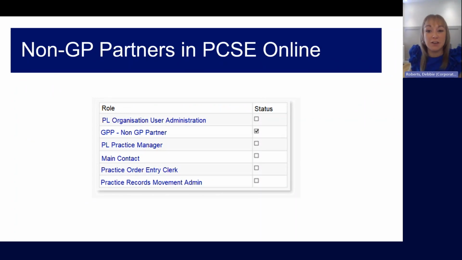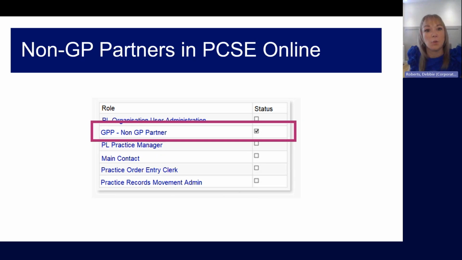Again, to assign your non-GP partner this role, just follow the steps that I discussed earlier about being able to create the account or edit a user. So if they don't have an account, you'll have to create a full account for them. However, if they've already got an account in PCSE Online, then you'll just need to simply add the role. Now, this is obviously for those that are in the pension scheme, and you'll need them to have this role in order to be able to complete the joiner form, which we'll run through in a moment.